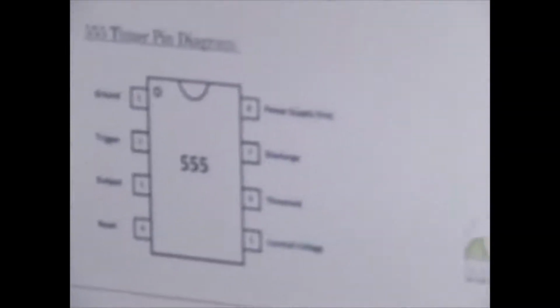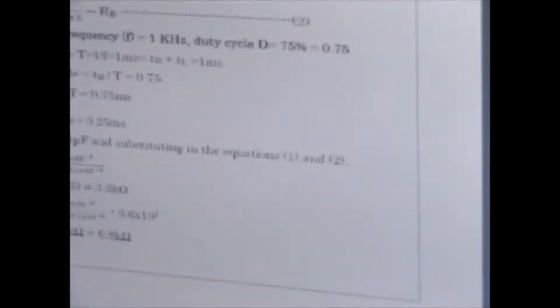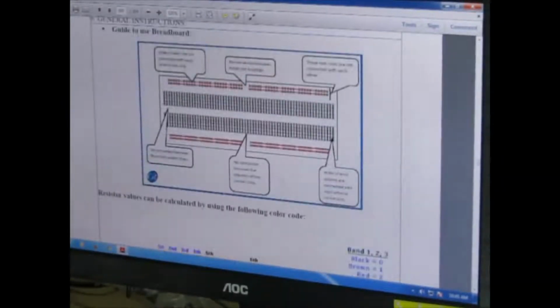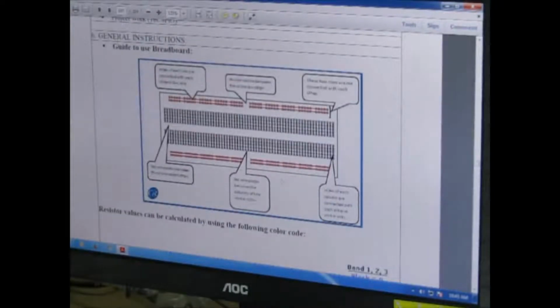Beside this you can see the circuit diagram for this astable multivibrator using the 555 IC. Using this circuit diagram we are going to rig up the circuit on our breadboard. But before rigging the circuit on the breadboard, let us understand the logic behind the breadboard. A breadboard is a device, or you can say component, on which we place our basic components like resistors, capacitors, LEDs and so on.